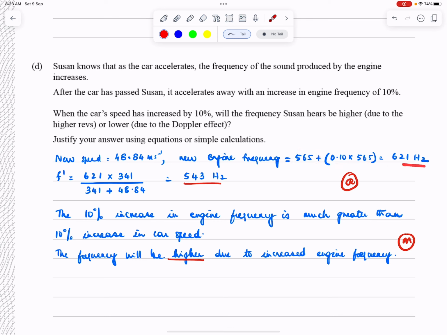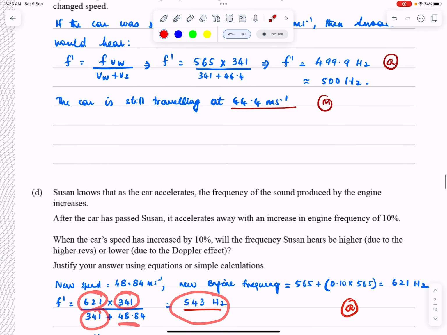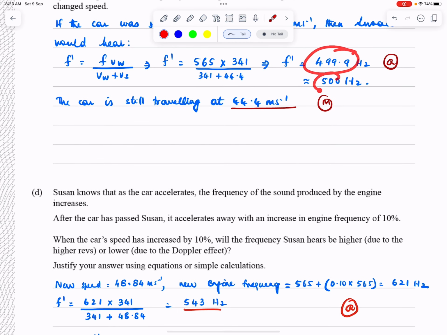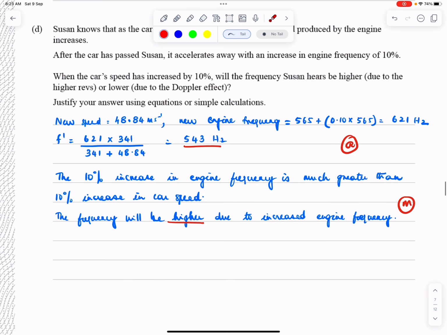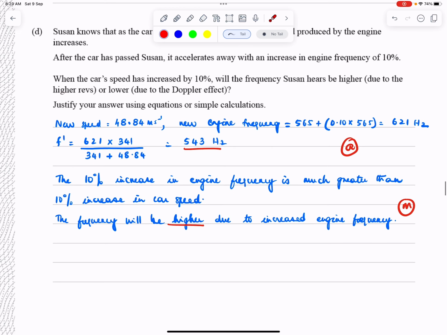Then I calculated the frequency Susan's going to hear. So this is the new frequency. The speed of sound is the same plus the new speed of the car, and I got 543 hertz. Initially, it was 499 or 500. So it's gone from 500 to 543. So that's an increase in pitch. So the 10% increase in engine frequency is much greater than the 10% increase in car speed. So the frequency that Susan hears will be higher.